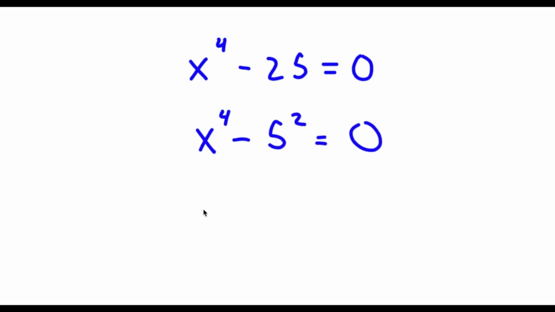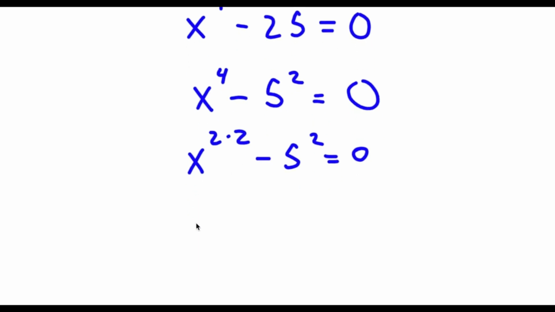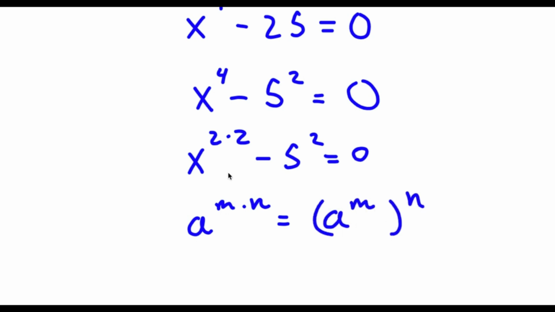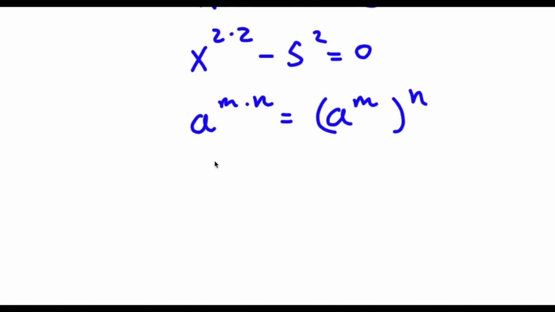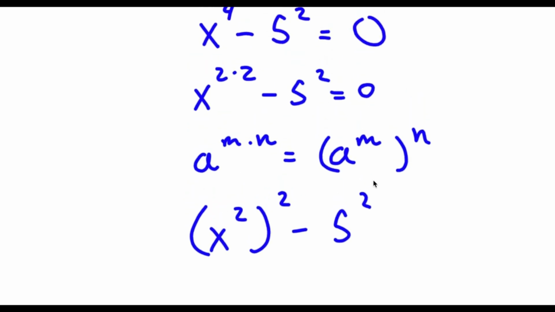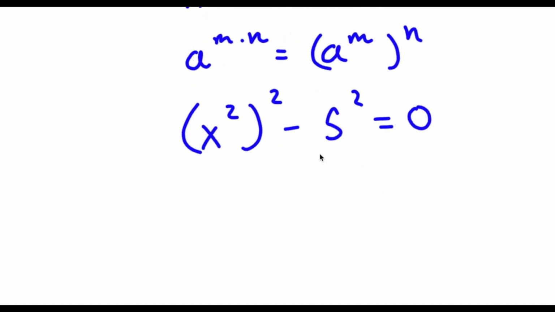Now x to the power of 4, this is the same thing as x to the power of 2 times 2. And if I have something in the form a to the power of m times n, this is the same thing as a to the power of m to the power of n. So x to the power of 2 times 2, that's going to be equal to x to the power of 2 to the power of 2. So I have this minus 5 squared is equal to 0.